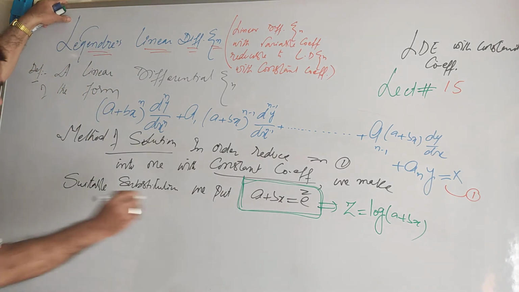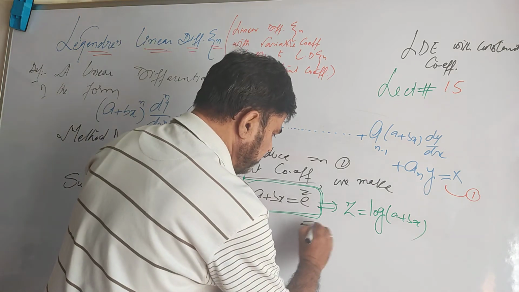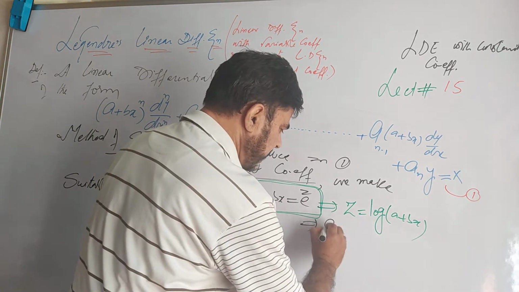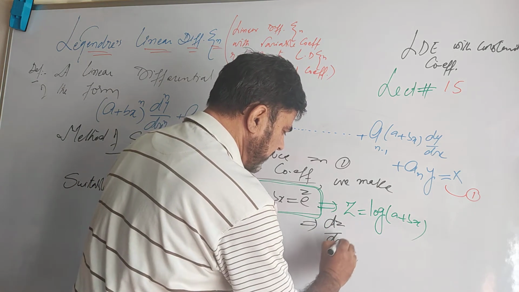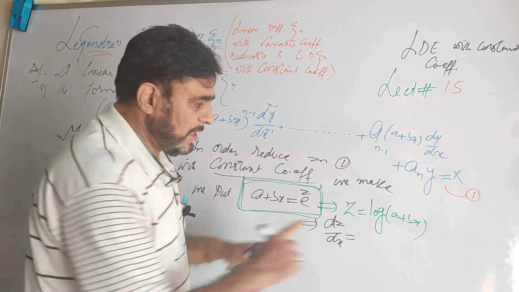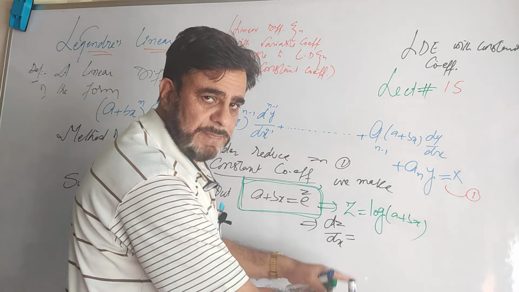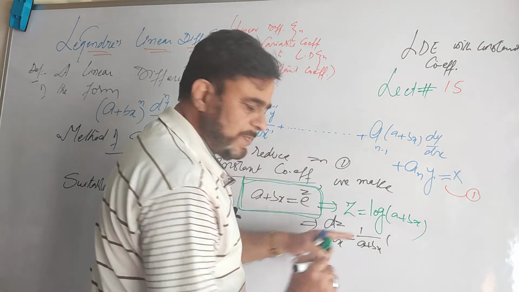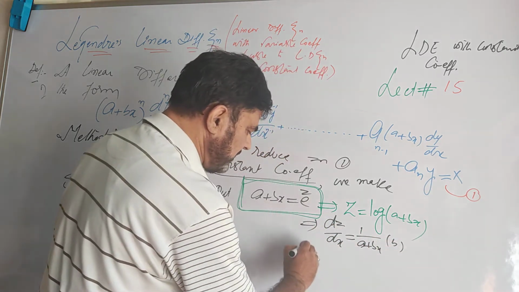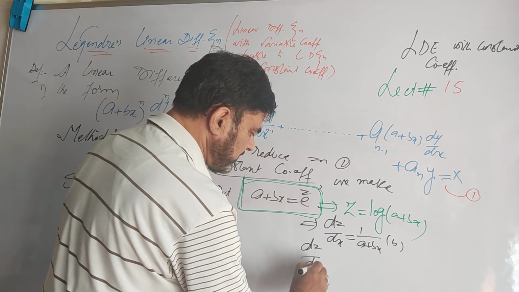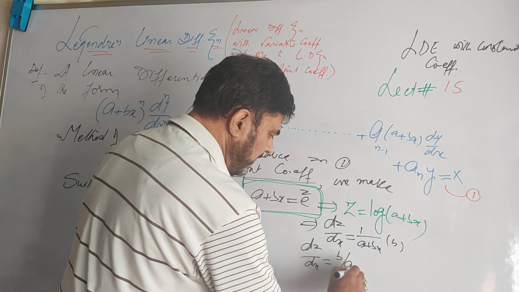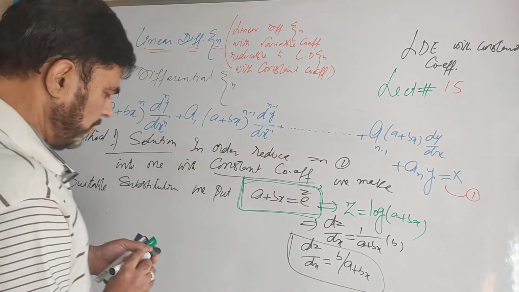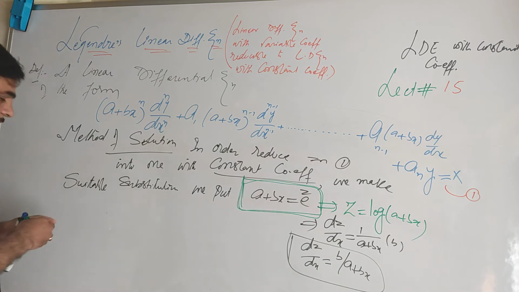When z is log of a plus bx, if I differentiate this, what is dz by dx? Differentiation of log is 1 by the function. It is 1 by a plus bx. Then differentiation of the function in the numerator gives b. Therefore dz by dx is b upon a plus bx. I will be using it in future. Okay, let us now see.